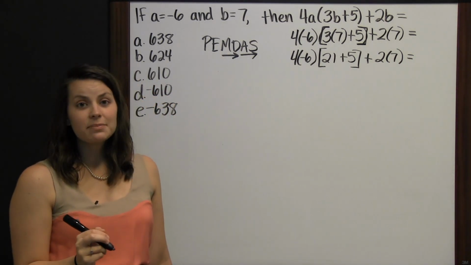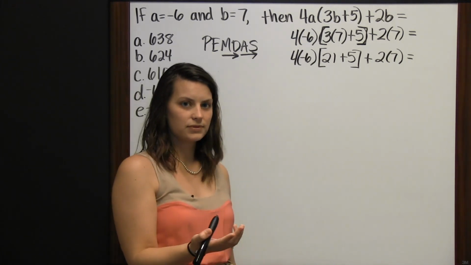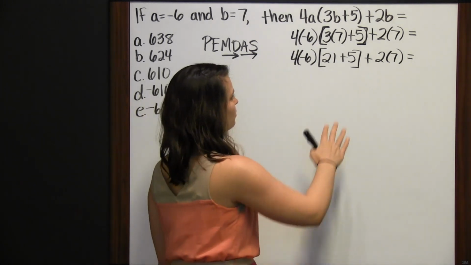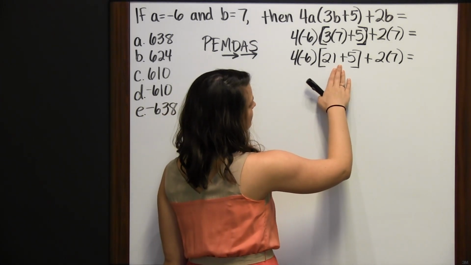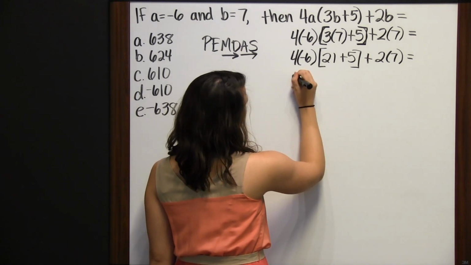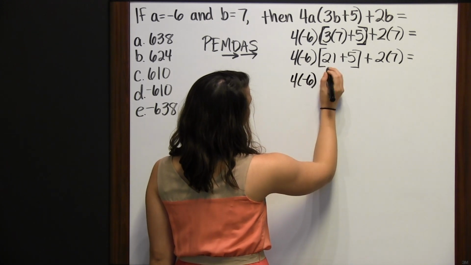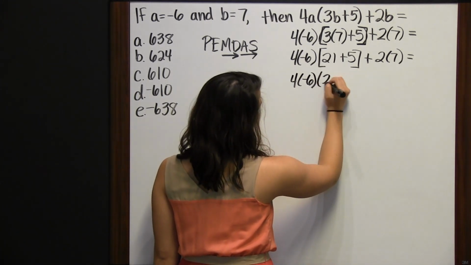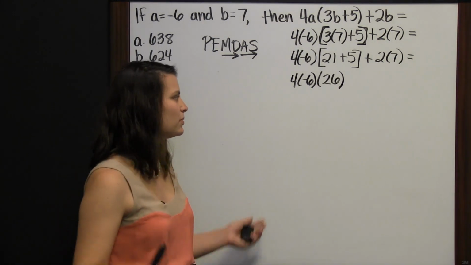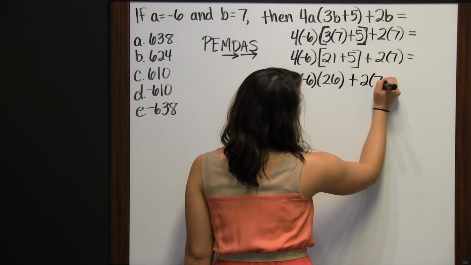We haven't finished simplifying inside our parentheses or grouping symbols. So we must continue simplifying inside our grouping symbols until we're done. So that means the next thing I'm going to do is simplify 21 plus 5. So I have 4 times -6 times the quantity 26. And I can now just use parentheses again because I'm just multiplying times another number, plus 2 times 7.